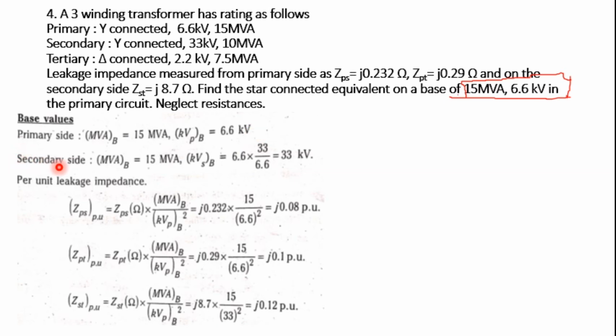Then coming to the secondary side, so what is the MVA base? The MVA base value will not change in the circuit. Clear? This MVA base is going to remain the same on the entire circuit. There is a change only in the voltage. Okay. So what is that? MVA base is equal to 15 MVA.